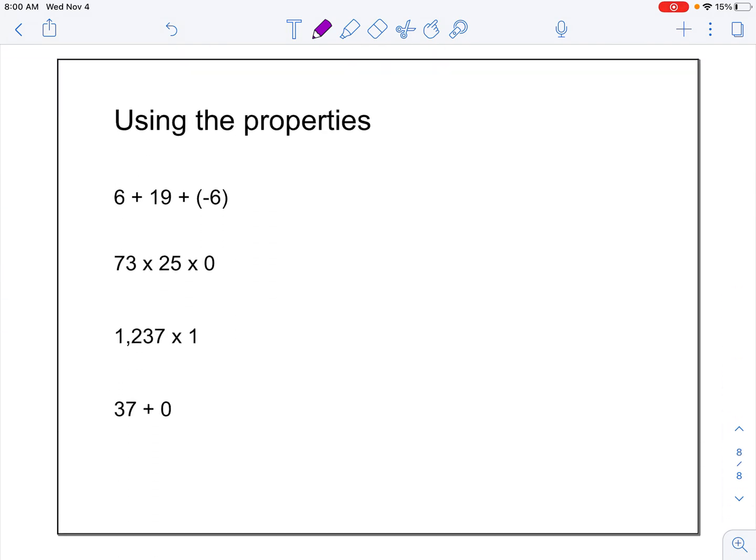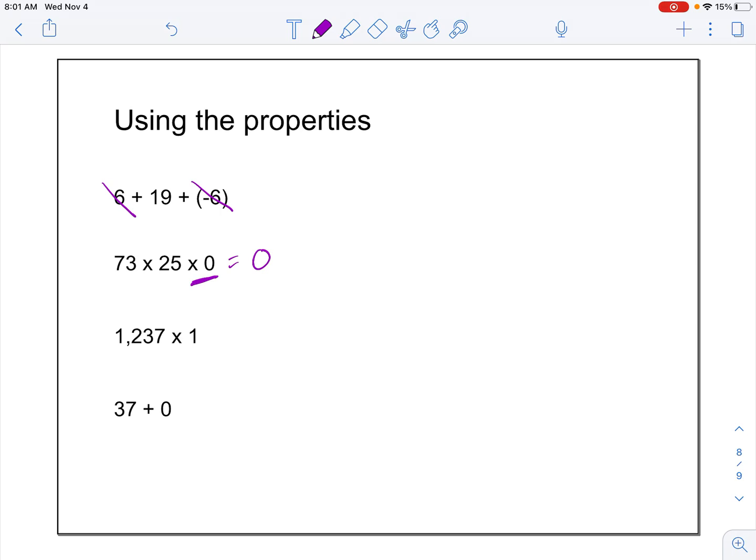When I look at this one, I see right away, look at that, 6 plus 19 plus negative 6. So these are additive inverses of each other and they cancel out, and my answer is just 19. Well, when I'm multiplying here, look at this, I have the 0 right here. So I'm going to multiply that, and it's just going to be 0.